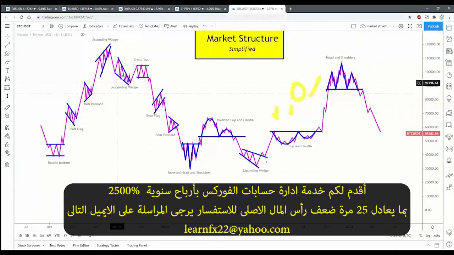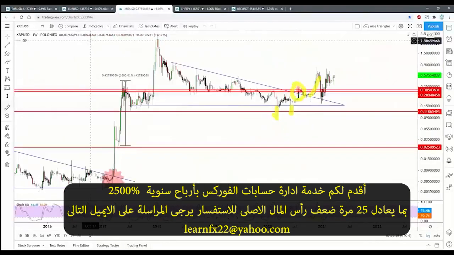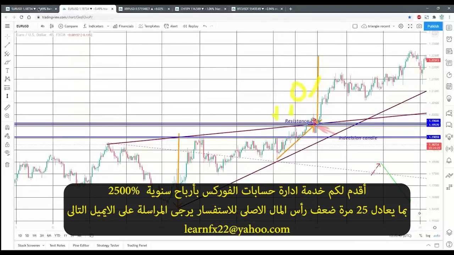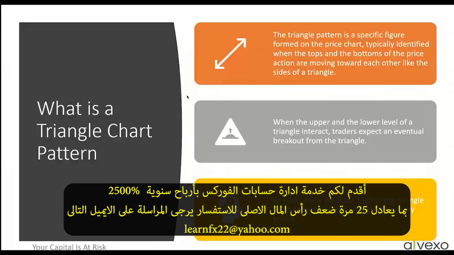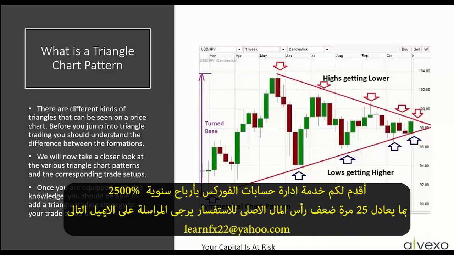So as I said, we have many different types of triangles, and it's finding them when they appear on our charts, and then preparing for when they break out and how to trade them. So let's go back to my PowerPoint. Many breakout traders use triangle formations to identify breakout entry points. There are different kinds of triangles that can be seen on a price chart.